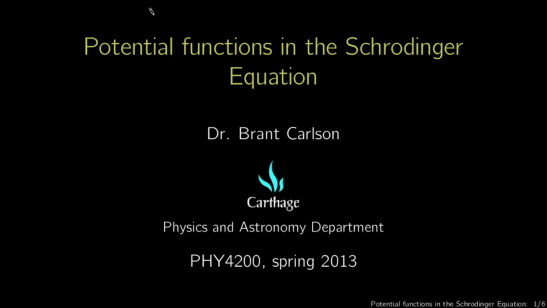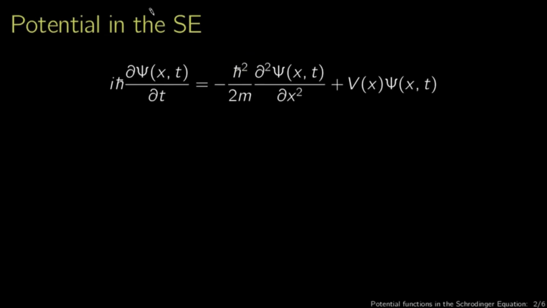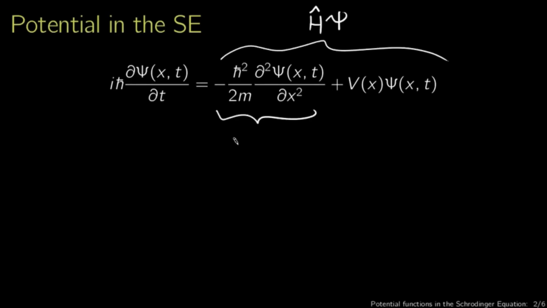So let's talk about potential functions and how they influence the physics of quantum mechanics. First of all, where does potential appear in the Schrödinger equation? This is the time-dependent Schrödinger equation, and the right-hand side is giving the Hamiltonian operator acting on the wave function. Now, the Hamiltonian is related to the total energy of the system, and you can see that by looking at the parts. This is the kinetic energy, which you can think of as the momentum operator squared over 2m, a quantum mechanical analog of p squared over 2m in classical mechanics.